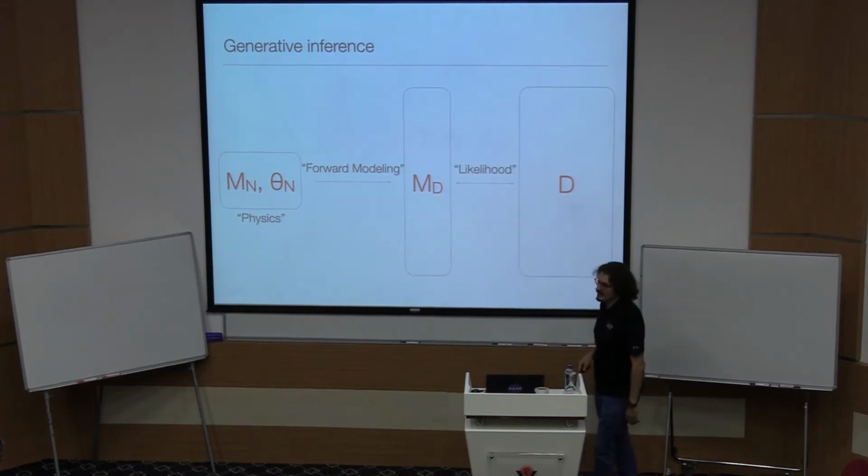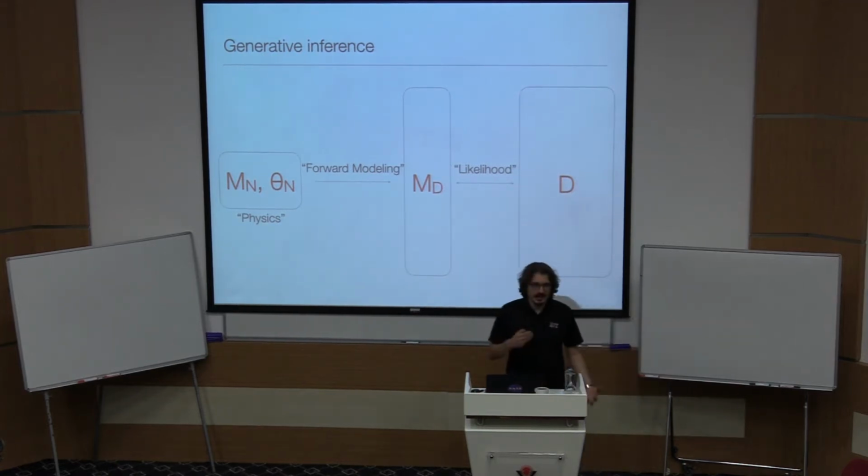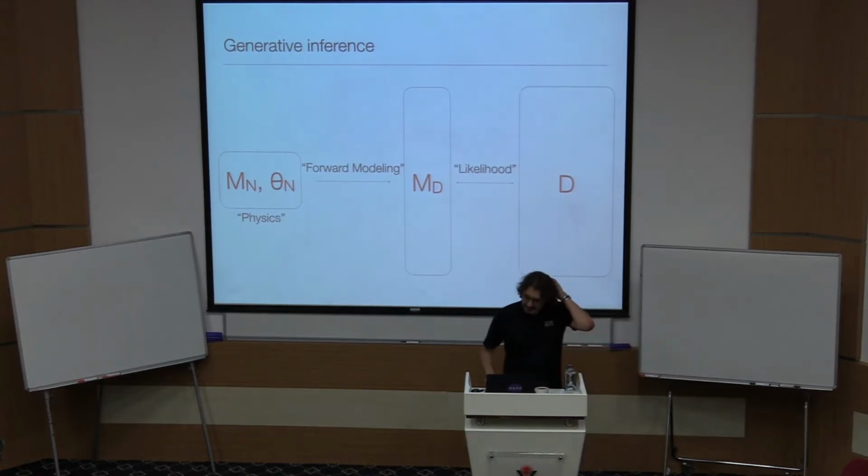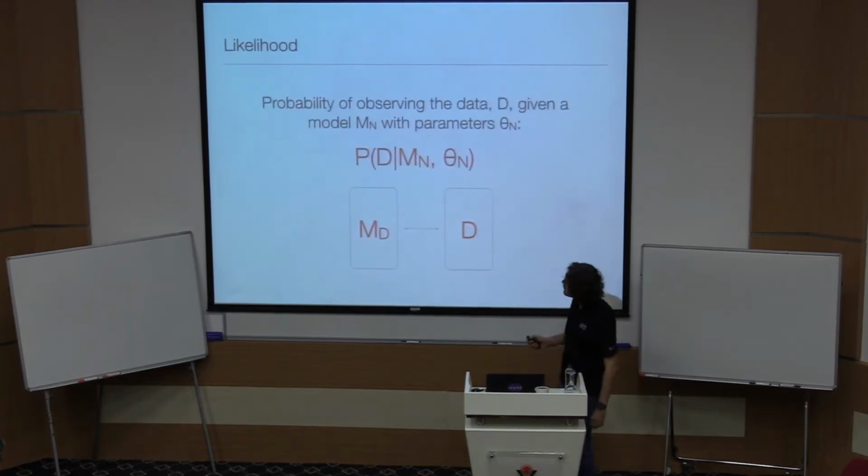And that comparison is contained in a statistical object called the likelihood. It's basically the probability of observing the data, D, under some model M. Okay? That's just the definition I will be using a lot. So that's the likelihood I already mentioned, and that's the notation for it.